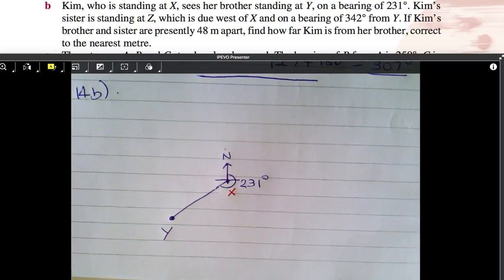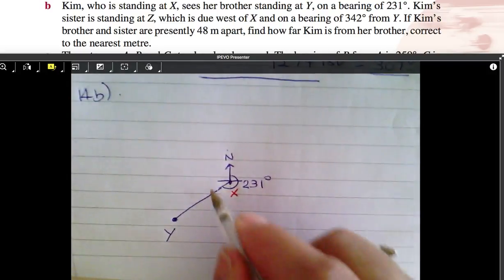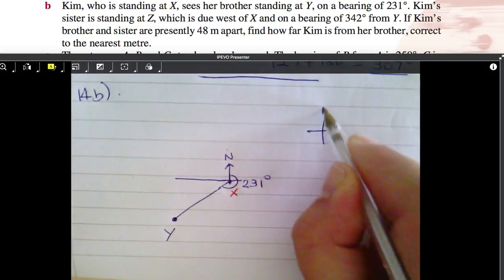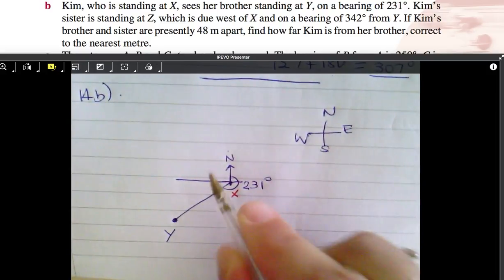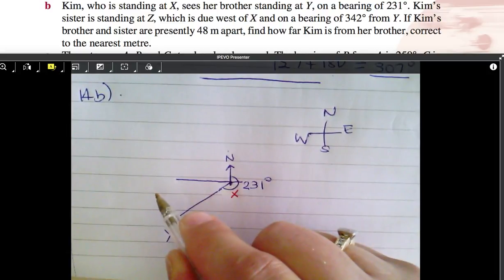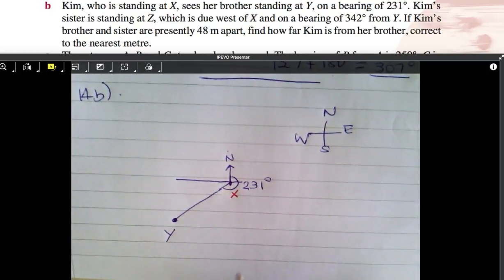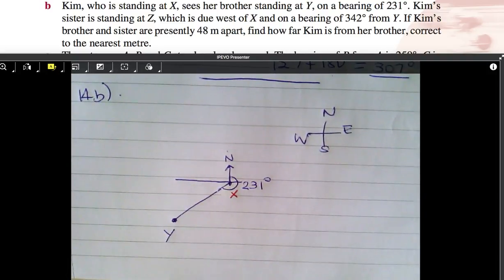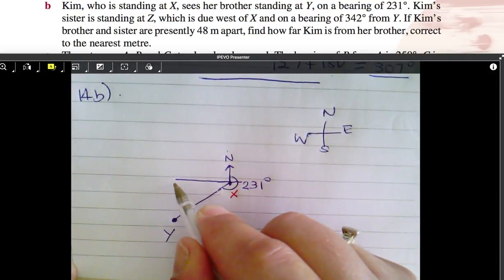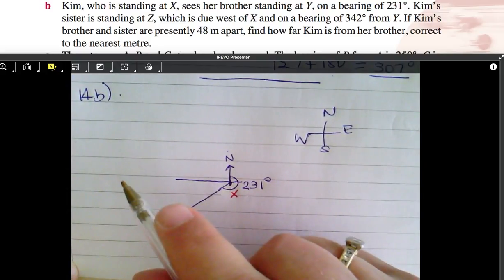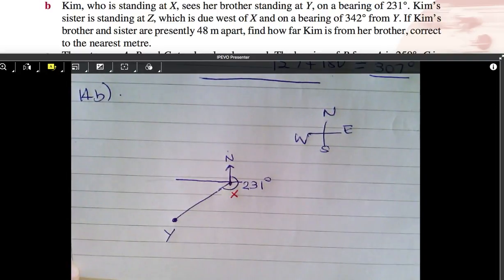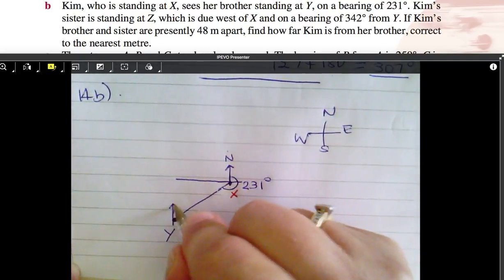Kim's sister is standing at Z, which is due west of X. So Z somewhere along here. Look, north, south, east, west. So Kim's sister is at Z, which is due west of X, and it's on a bearing of 3. So the problem is, I know what your problem is, you don't know how far along you've got to go. So it's along here somewhere, but it says that it's on a bearing of 342 from Y.